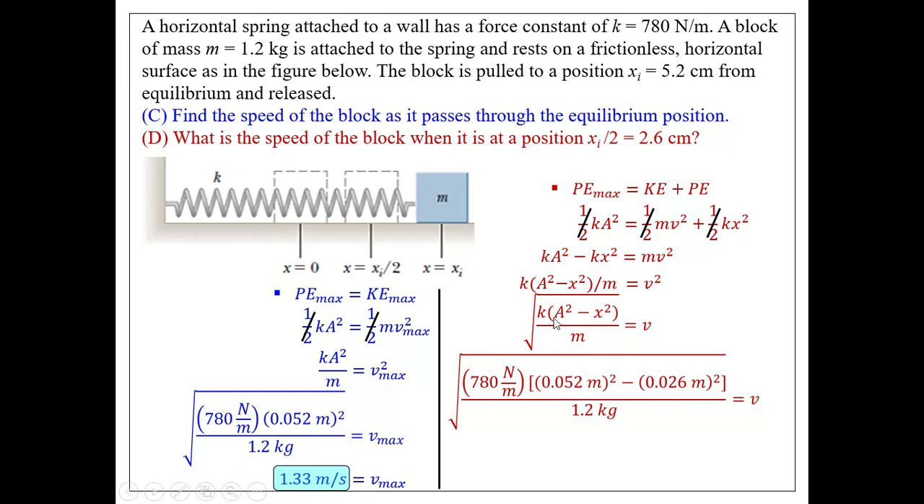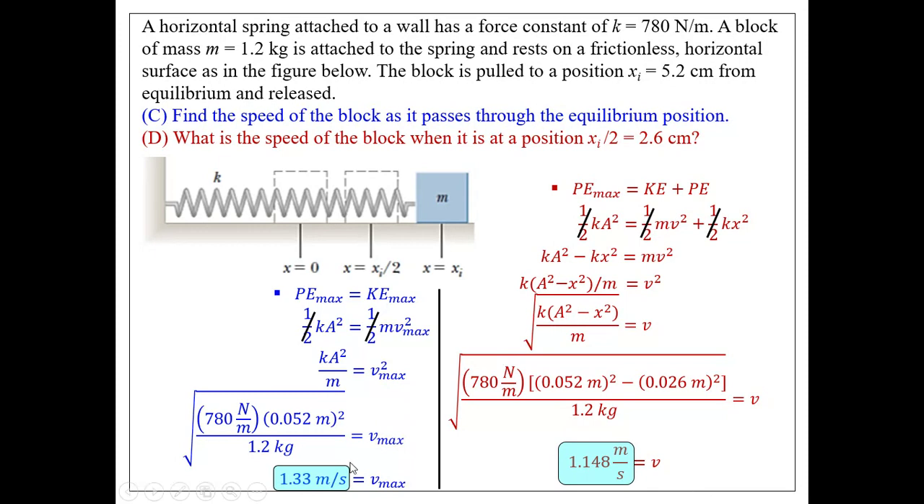K is 780. The amplitude is given at 0.052, and x is given to us in part D here as 2.6 centimeters, which I converted to meters. Make sure you square both these terms because both are A squared minus x squared, and the mass is given as 1.2. If you plug all that in your calculator, you should get a value of about 1.148 meters per second. Okay, and that's the answer for part D.